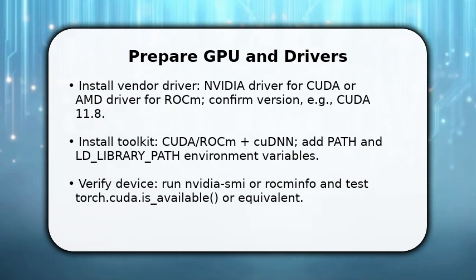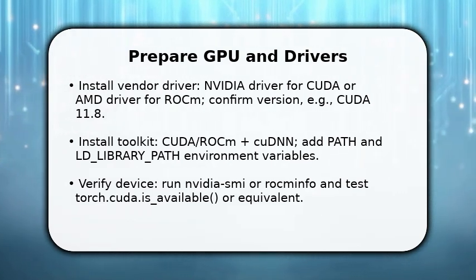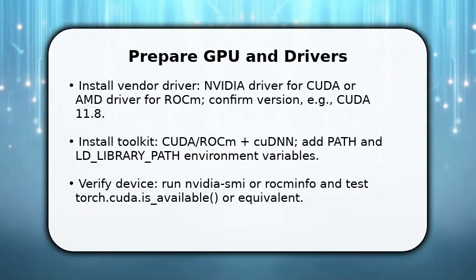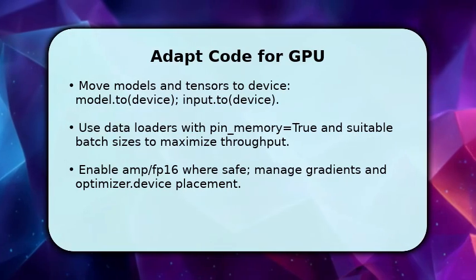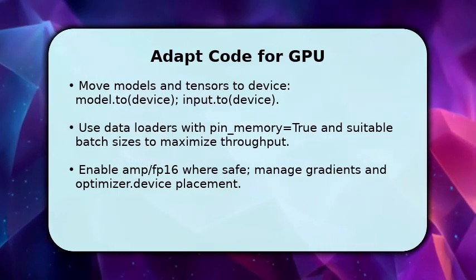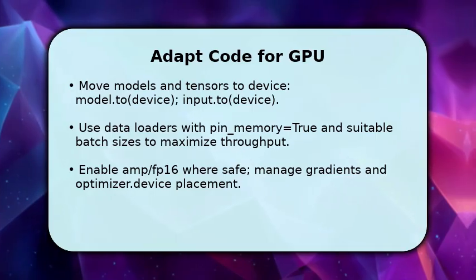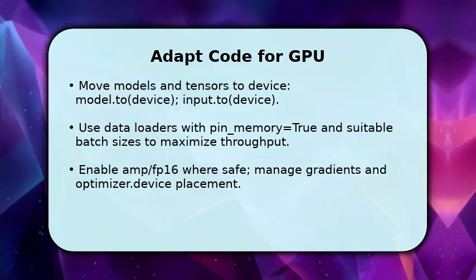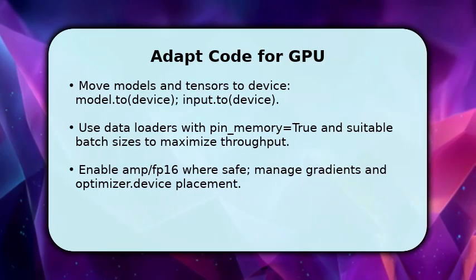Now modify your code to target the GPU. Set device equals torch.device('cuda'), or the framework equivalent, and move the model and all tensors to that device. Once done, adjust batch size and data loader settings. pin_memory equals true and more workers to keep the GPU fed.